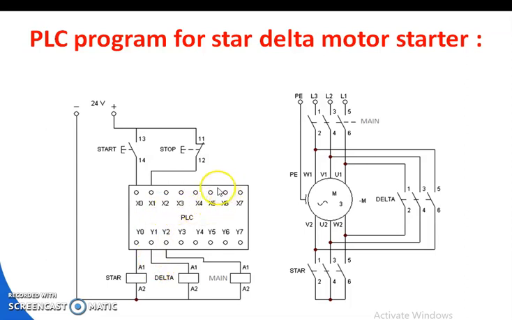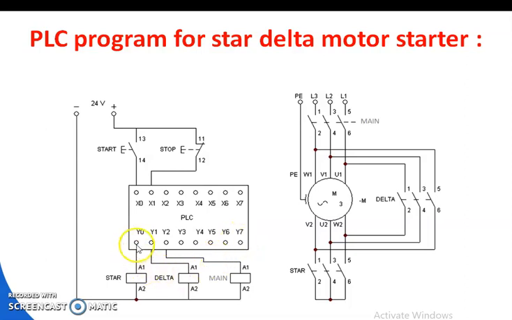So this one is the PLC controller. The controller has a number of input ports and output ports. The input ports are represented by X0, X1, X2, X3, X4, X5, X6, X7, and the output ports of the controller are represented by Y0, Y1, Y2, Y3, Y4, Y5, Y6, Y7.